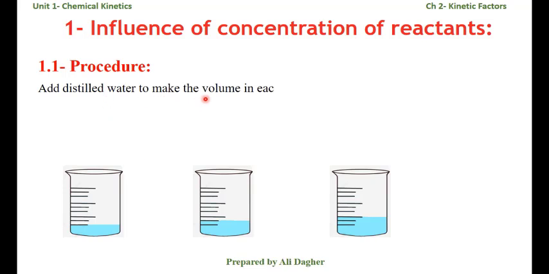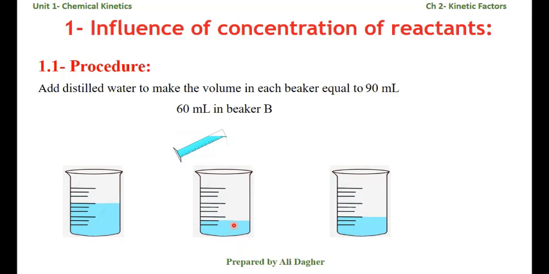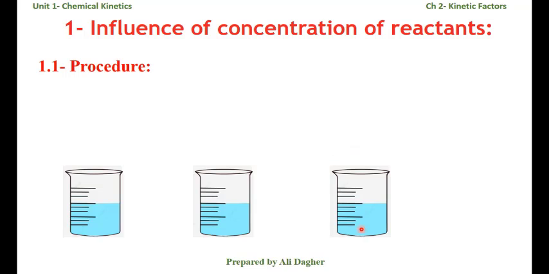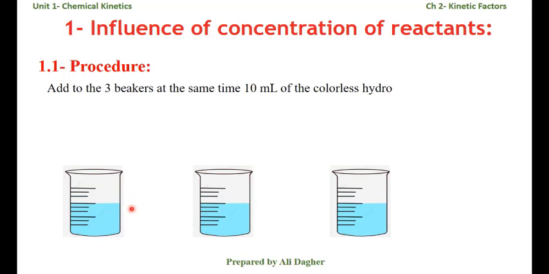Add distilled water to make the volume in each beaker equal to 90 milliliters. In beaker A we put 10 milliliters of KI and 10 milliliters of H2SO4, for 20 milliliters, so we need 70 milliliters of distilled water. In beaker B we add 20 milliliters of KI and 10 milliliters of H2SO4, then 30 milliliters, so we need 60 milliliters of distilled water. In beaker C we have 40 milliliters of KI and 10 milliliters of H2SO4, 50 milliliters, so we need 40 milliliters of distilled water. Now, at this moment, no reaction is taking place between I- and H+.